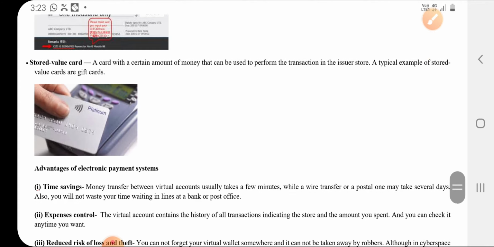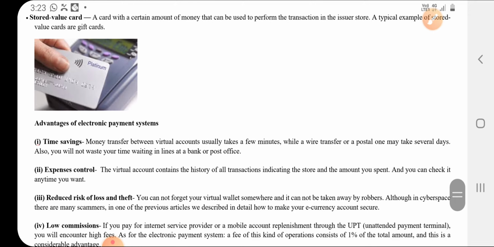Okay. So now you know the advantages and disadvantages of electronic payment. Time saving. Instead of going to the shop and buying, we can do everything online. Sitting at home also you can do your transactions. So time saving. Expense control. You can compare the values and select the product which you want to pay for.